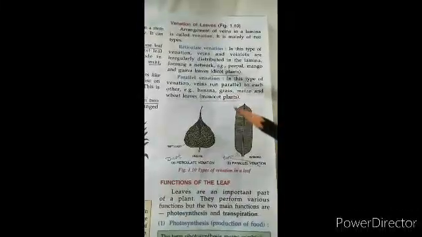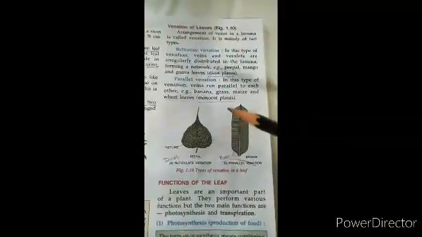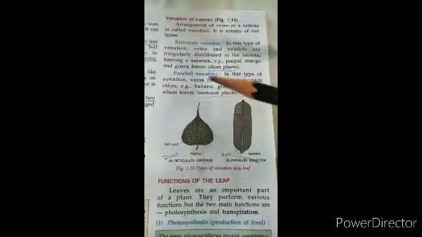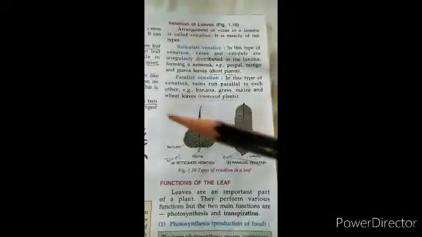They are not going in a certain arrow or certain angular direction. No, they are all parallel. So this is called parallel venation here. And this parallel venation is found in monocot plants. Some examples are banana, grass, maize, wheat.